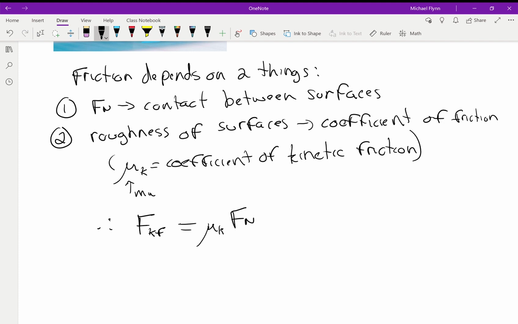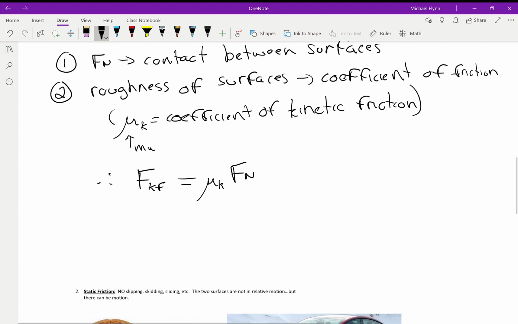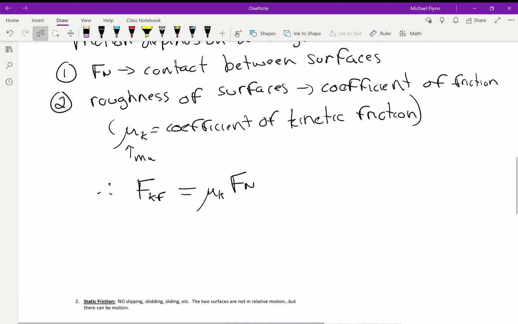Now, in real life, it's a little bit more complicated than that. It depends on surface area and a number of other things. But for high school physics, we just boil it down to this. So this is how you calculate how much friction you get when you have surface-on-surface contact between two things. It's pretty straightforward, and I want to give you an example of this. Here, let's do a sample problem.